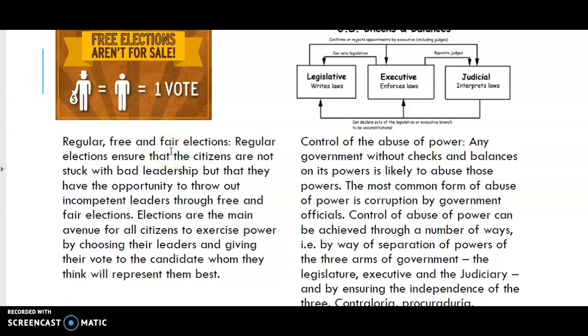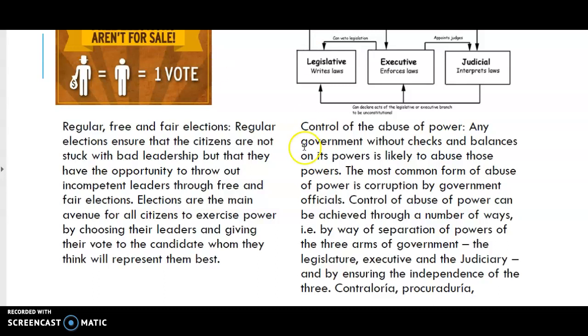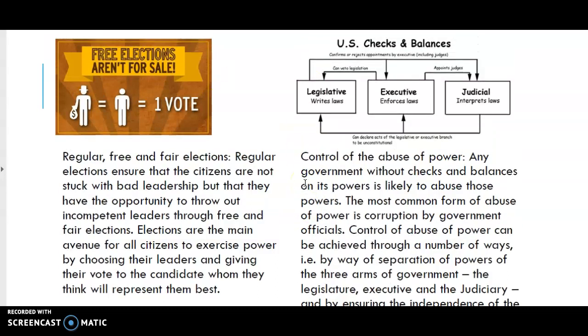Okay, so last class we had left off basically here in the free elections. I had the chance to explain the free elections and why they are important as a basic principle of democratic rule. But today I'm going to move on to the last part that I didn't have the chance to show you last class, and it's basically the checks and balances. Here it says the US checks and balances, but it works pretty much in the same way for the Colombian government. The next principle of democratic rule that we are going to talk about is the control of the abuse of power.